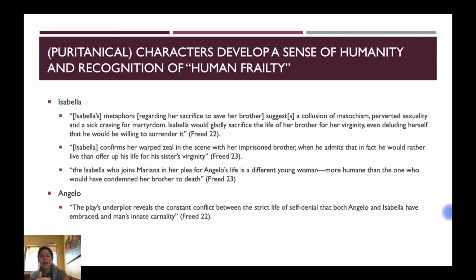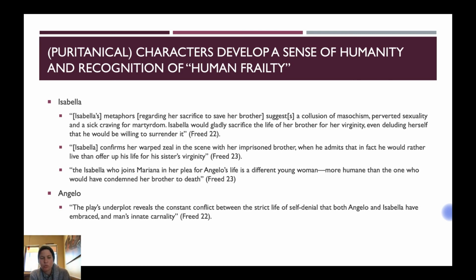And we also see at the end, Isabella joins Mariana to beg for Angelo's life. And we see that this is kind of her representation of human frailty. She goes from being this sort of stark, puritanical character, right? This person who values purity, who values these really strict rules, to being a different young woman, more humane than the one who would have condemned her brother to death, right? Because she's pleading for Angelo's life, even though Angelo commits the same act that Claudio has committed. Okay, so we kind of see that human frailty, her recognition of it in that particular moment.